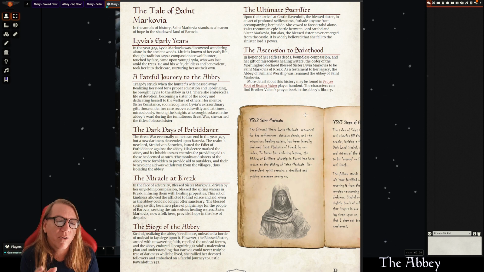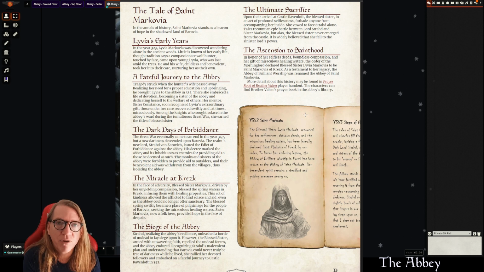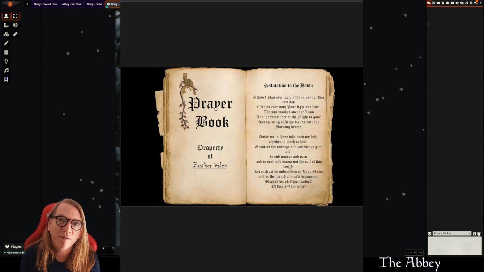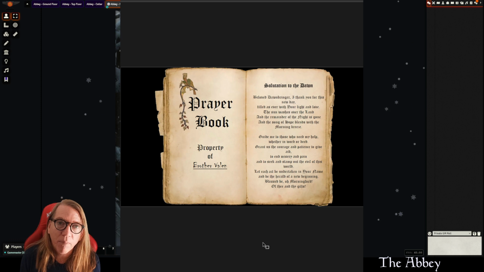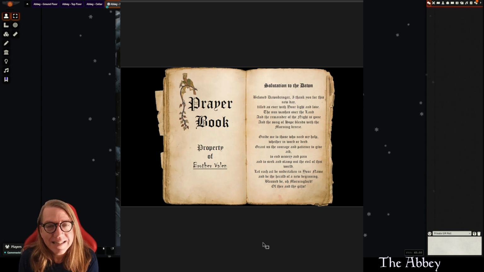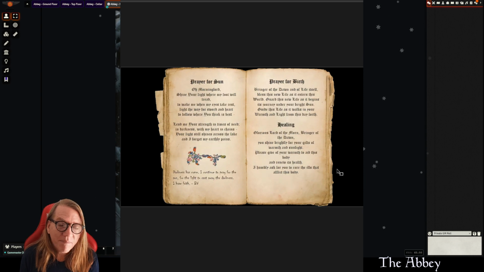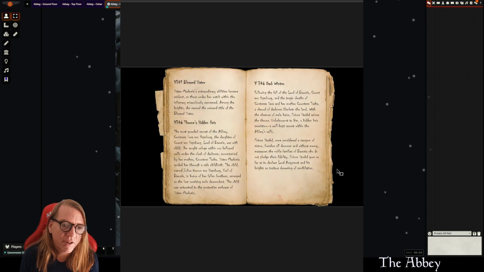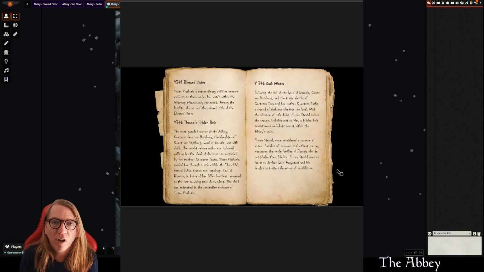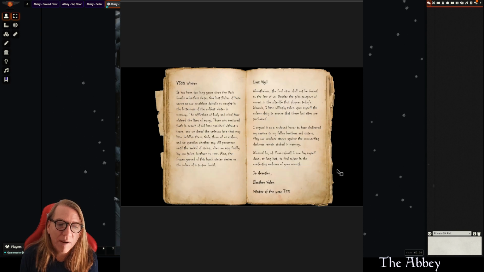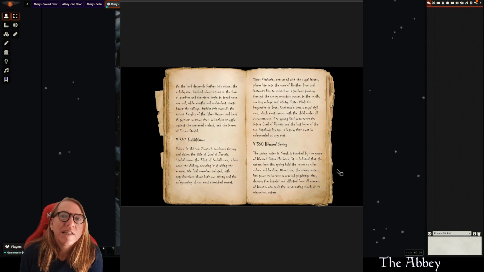Well, what's interesting is not only does this provide information for the DM to draw upon, there is an amazing player handout called the Prayer Book of Brother Valen, and here it is. The players can find this in the Abbey. It's a prayer book belonging to a contemporary of Sister Markovia, and in his dying days, when the Abbey falls under siege at the end of the book, he inscribes in the book the rise and fall of Sister Markovia, and the fall of the Abbey.